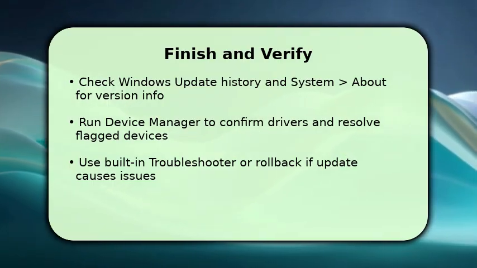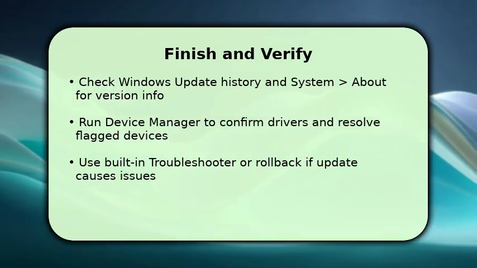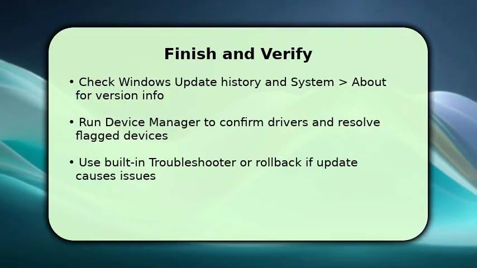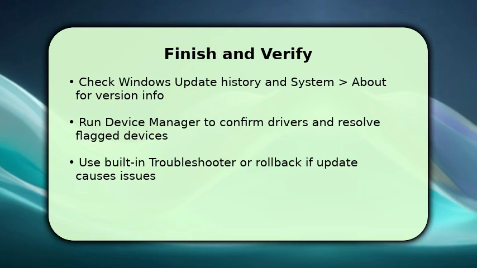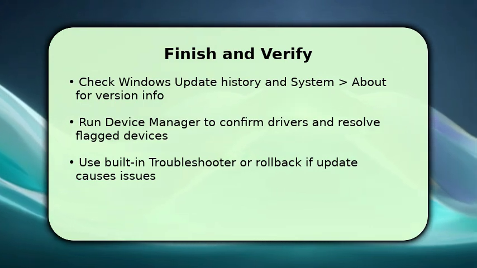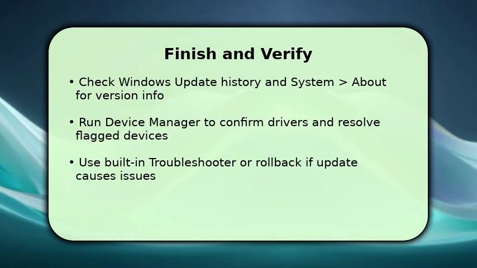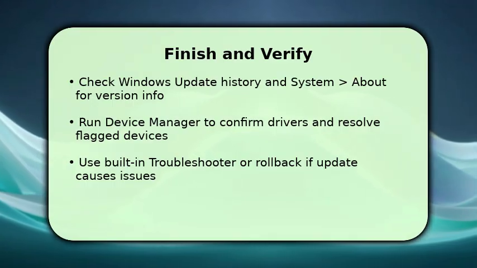If something misbehaves, run the Windows Update Troubleshooter for automated fixes. If problems persist, use the recovery option to roll back the last feature update within the allowed time window. Key tip: keep a backup and restore point handy so you can revert quickly if needed.